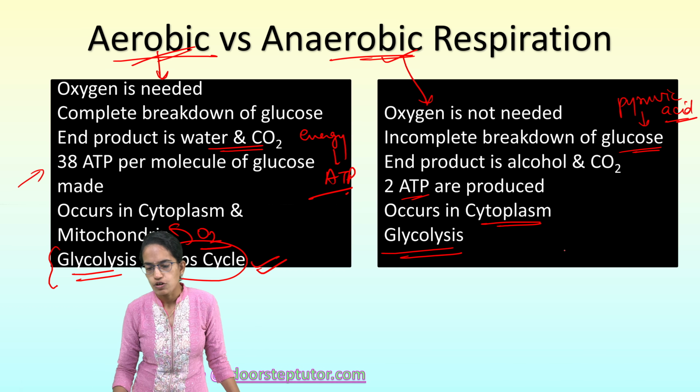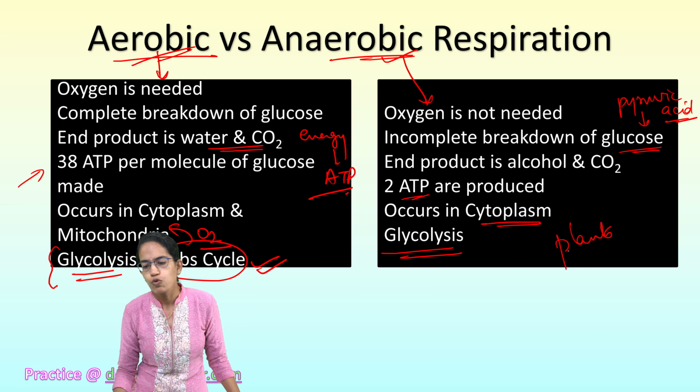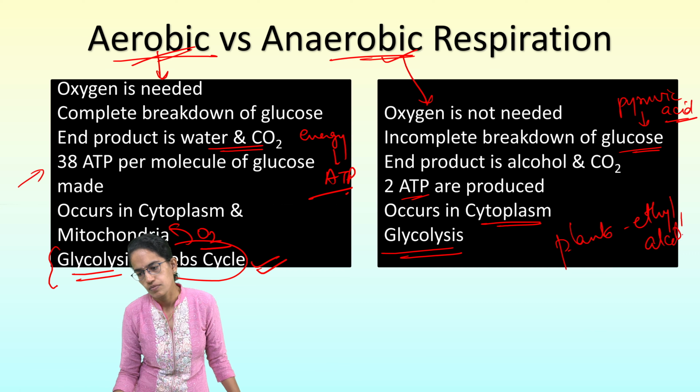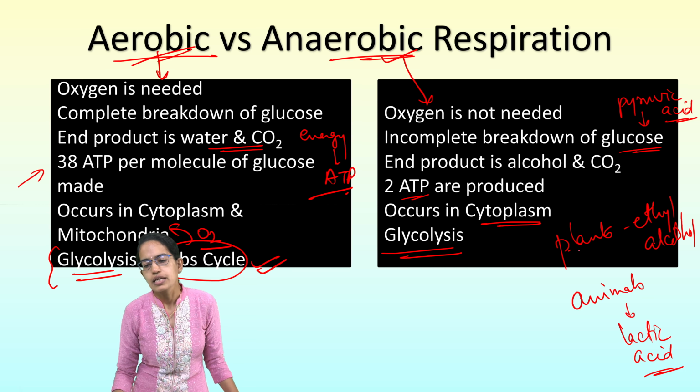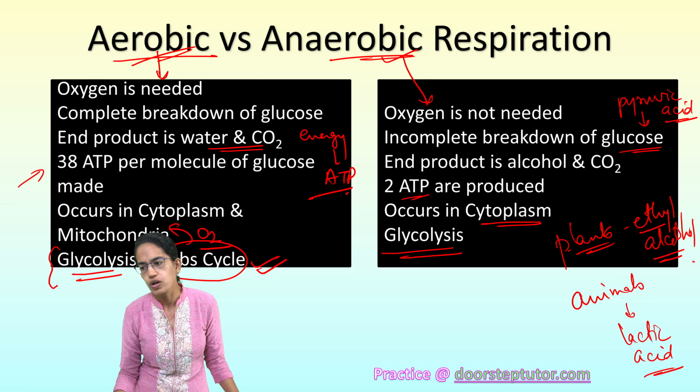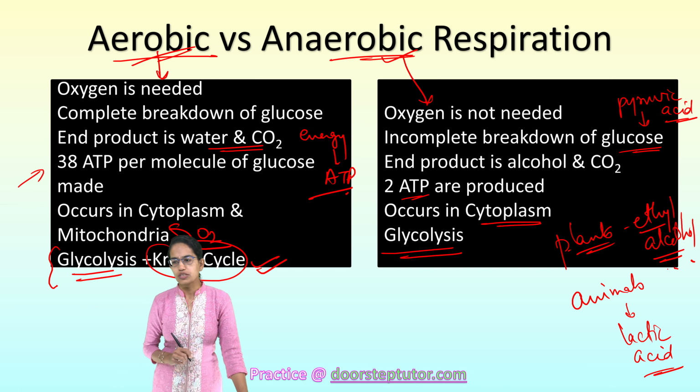Now, in the case of plants, it forms what? It forms ethyl alcohol. In the case of animals, it forms lactic acid. Lactic acid gets stored in the muscle. In the case of plants, ethyl alcohol is the product which is formed.